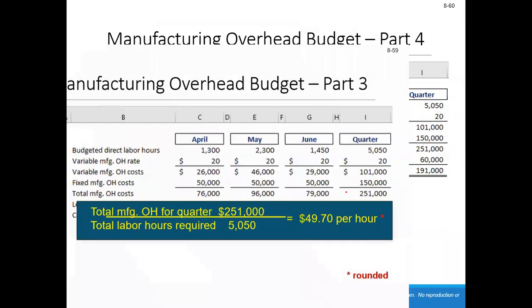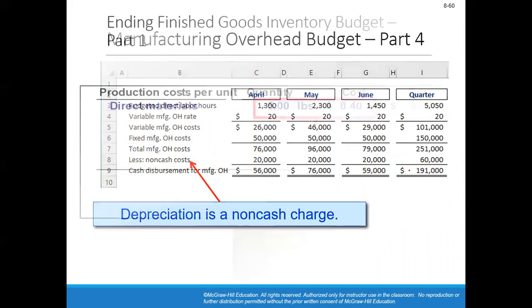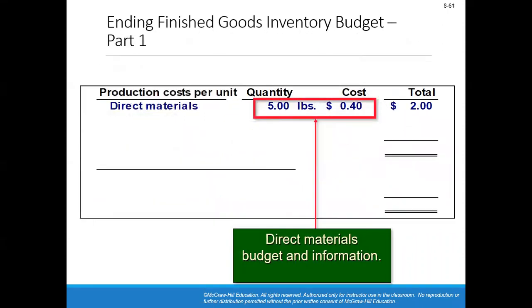Okay. So as I was saying previously, depreciation is a non-cash expense. What can you do? You can adjust this for getting what amount will be the actual cash disbursement for manufacturing overhead in this way. Okay, this is straightforward. Now, we have to calculate the cost for finished goods inventory, the ending finished goods inventory.